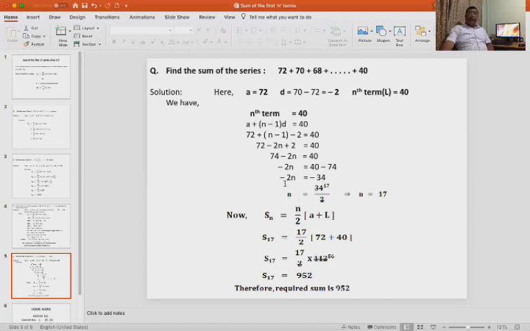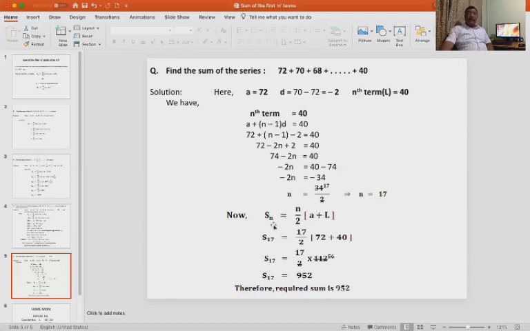So minus and minus on both sides of the equation are cancelled. We are left with n equal to 34 divided by 2. Now 2 times 17 is 34. Therefore, our n here is equal to 17.